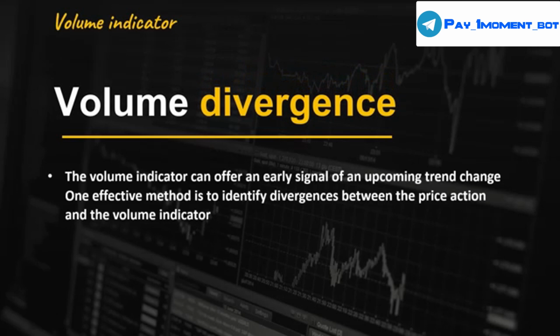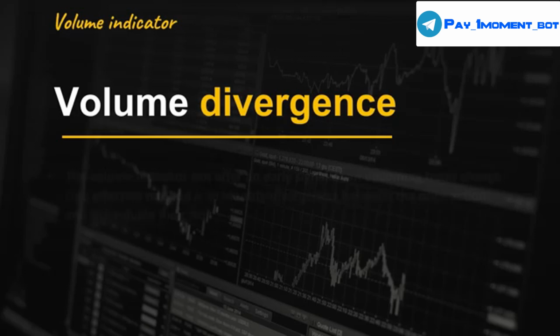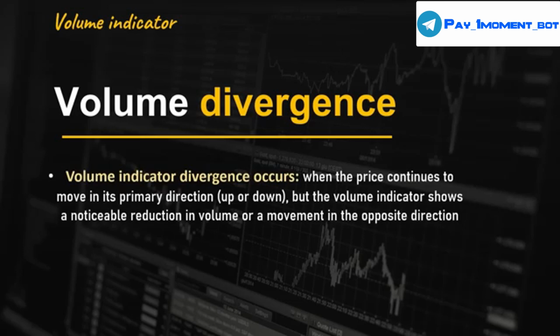The volume indicator can offer an early signal of an upcoming trend change. One effective method is to identify divergences between the price action and the volume indicator. Volume indicator divergence occurs when the price continues to move in its primary direction, but the volume indicator shows a noticeable reduction in volume or a movement in the opposite direction.